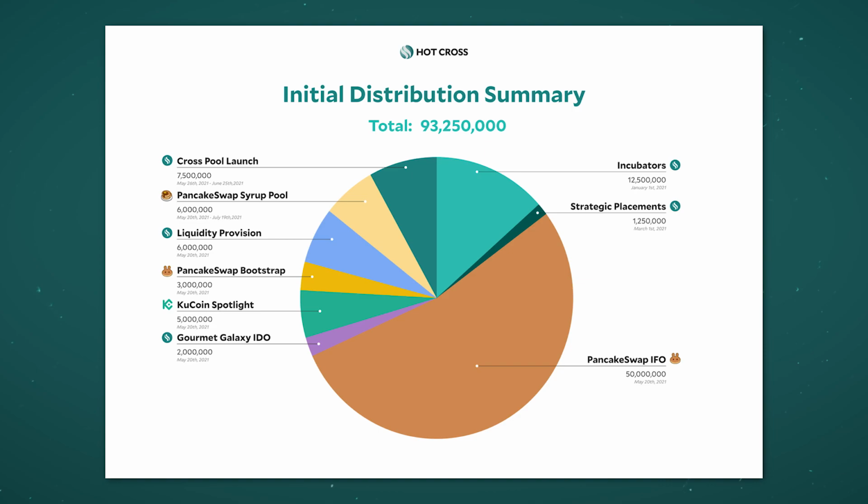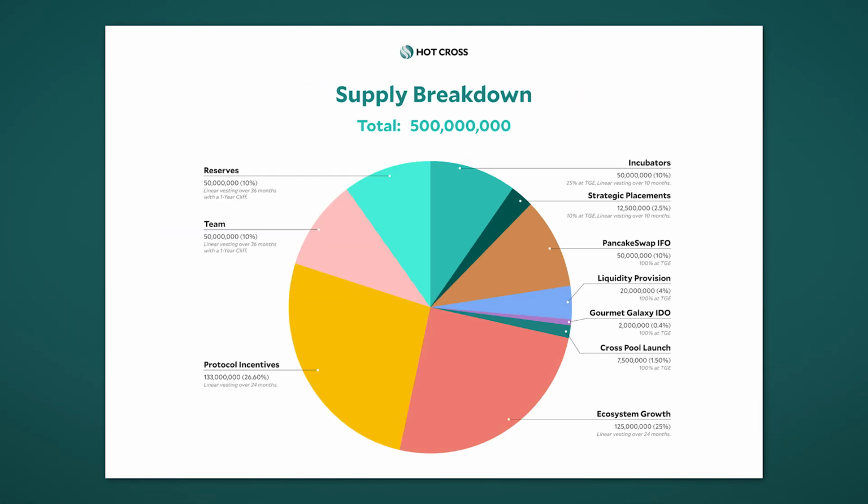At the moment, the circulating supply of the HOTCROSS token is just over 93 million tokens. In mid-July, it will start to grow due to the planned withdrawal of locked tokens. The total supply of the HOTCROSS token will be 500 million tokens.